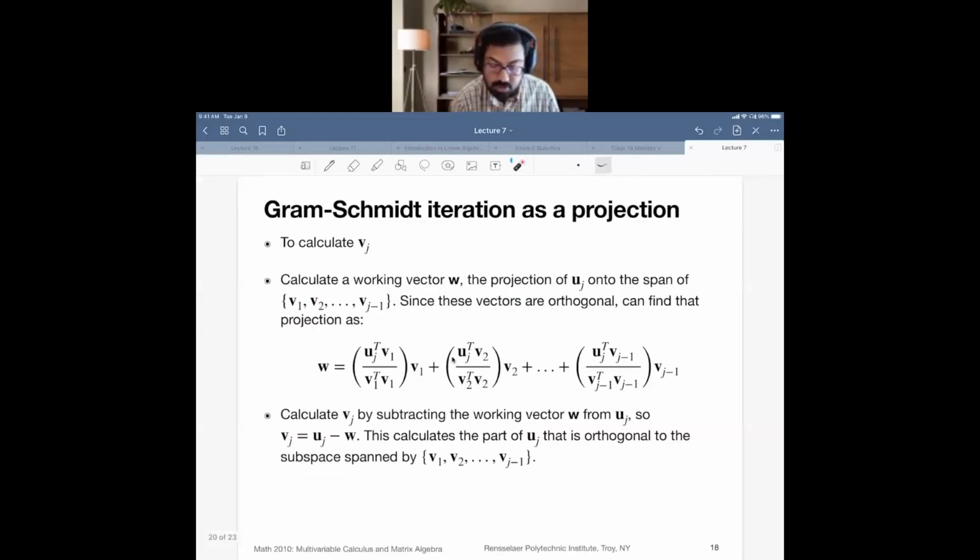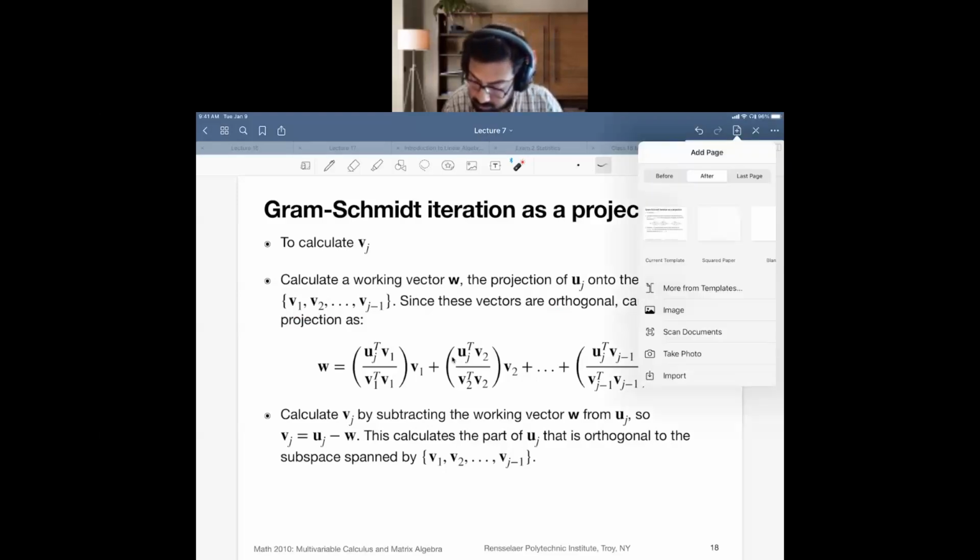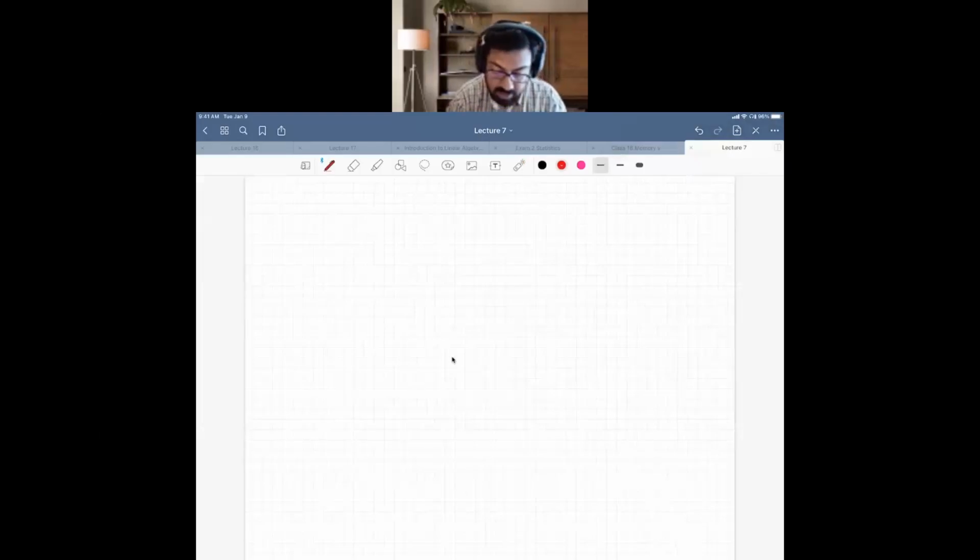Let's move on here. Okay, so Gram-Schmidt iteration as a projection. So this is for the general case. Now to calculate any vector V sub j that belongs to the orthogonal set of vectors, all you need to do is calculate a working vector W, the projection of uj onto the span of all the previous vectors. And since these are orthogonal, you can find the projection as this. So we can actually take a look at this with a graph here. So let me add a page and let's try to take a look at a geometric interpretation of this.